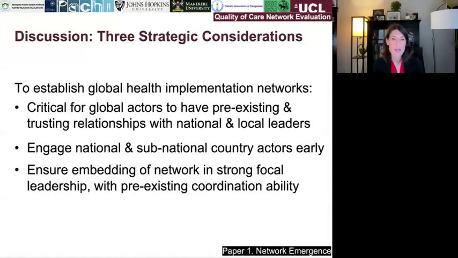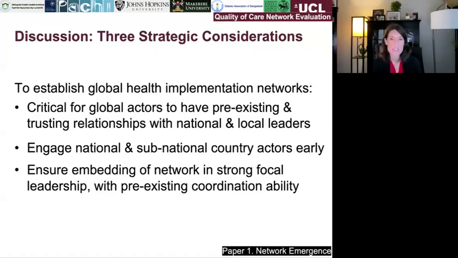The first concerns the nature of the relationships between global and national stakeholders before and during the early days of establishing a network. It's especially crucial for global actors to have pre-existing and trusting relationships with national and local leaders. The second is that networks are more likely to emerge when country actors are engaged early on and they feel invested in the work of the proposed network.